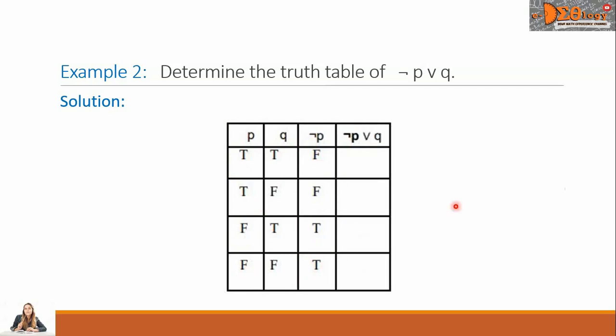Now for the fourth column, not P or Q. Remember that for the OR operation, it becomes false only when both of the two propositions are false. So F or T is T, F or F is false, T or T is T, T or F is T. This is the final answer.